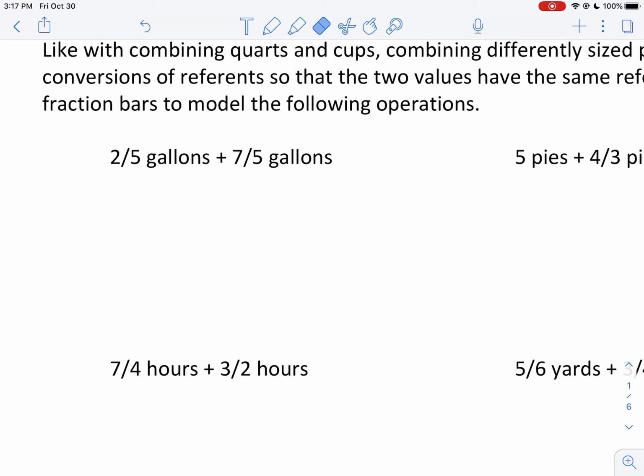I'll do fraction circles to begin with, but typically I prefer fraction bars over fraction circles. There are a few reasons why I like that. It's easier to reunitize. For example, we're so used to thinking that a whole circle represents one whole, but what if you wanted, you know, 3/4 of the circle to represent one whole?